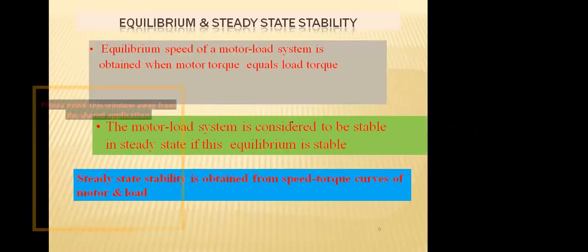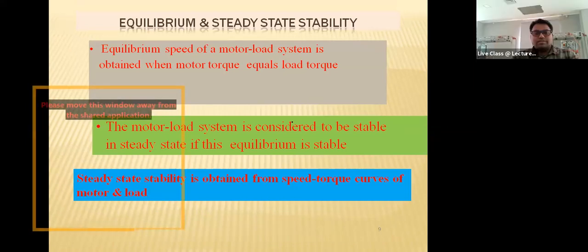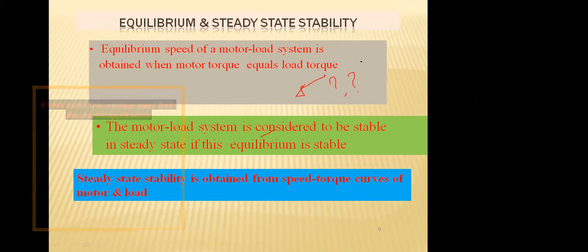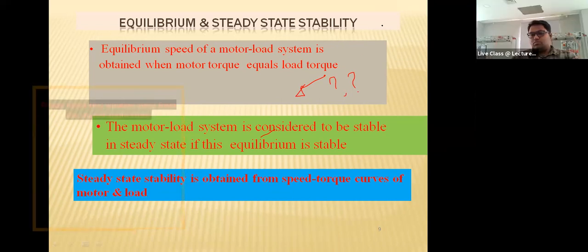Okay. So what is equilibrium and steady state stability? Do we have time? Okay, 20 minutes left. Equilibrium speed of a motor is obtained when motor torque equals load torque. When does it happen? When can you see this to be happening? No, no, that is something from the motor side.